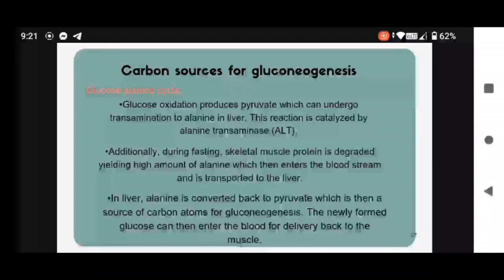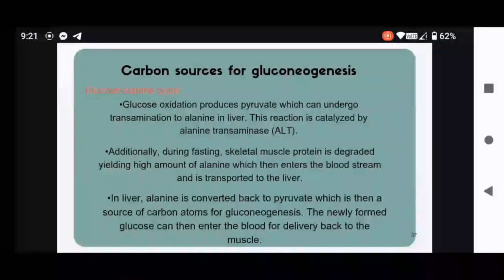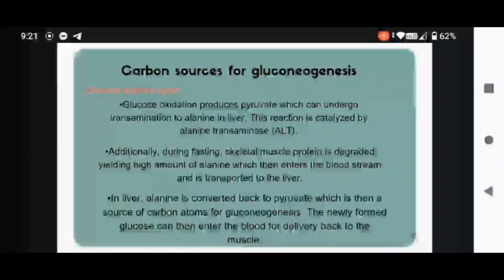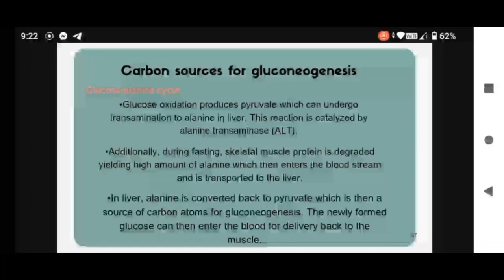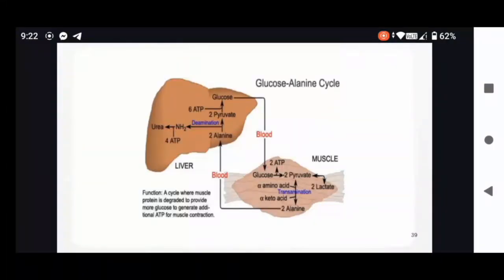So glucose alanine cycle. Glucose oxidation produces pyruvate, which can undergo transamination to alanine in the liver. This reaction is catalyzed by alanine transaminase or ALT. Additionally, during fasting, skeletal muscle protein is degraded, yielding a high amount of alanine, which then enters the bloodstream and is transported to the liver. In the liver, alanine is converted back to pyruvate, which is then a source of carbon atoms for gluconeogenesis. The newly formed glucose can then enter the blood for delivery back to the muscle.